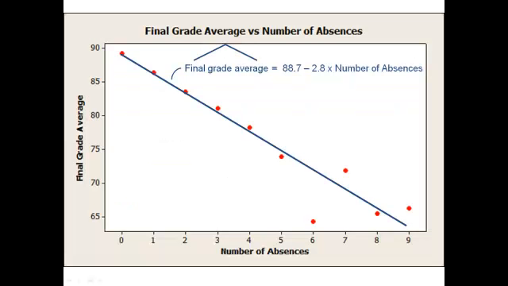Now let's look at another example. This is a data set from your text where a professor has taken a sample of students and plotted their final grade averages versus their number of absences. She fit a least squares regression model to this data and obtained the regression equation predicted final grade average is equal to 88.7 minus 2.8 times the number of absences.